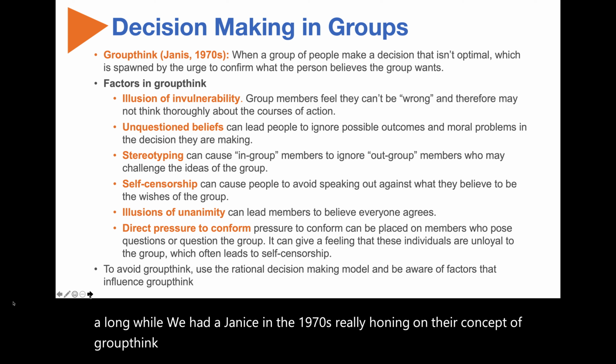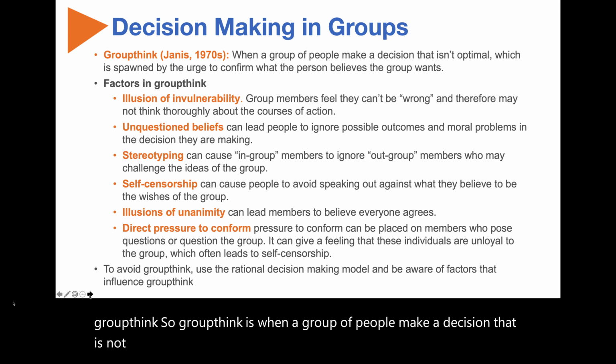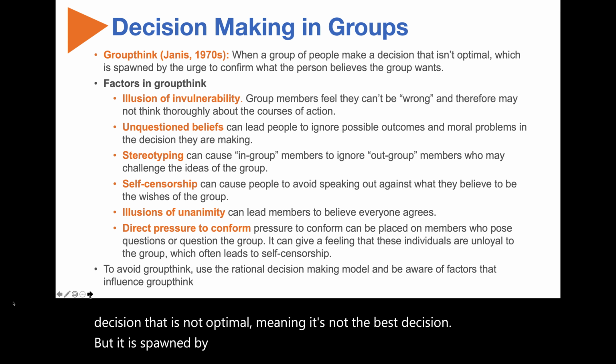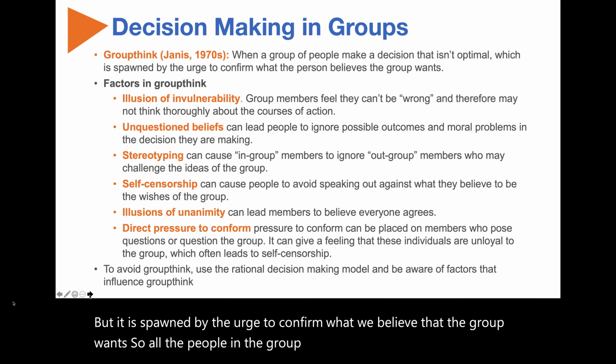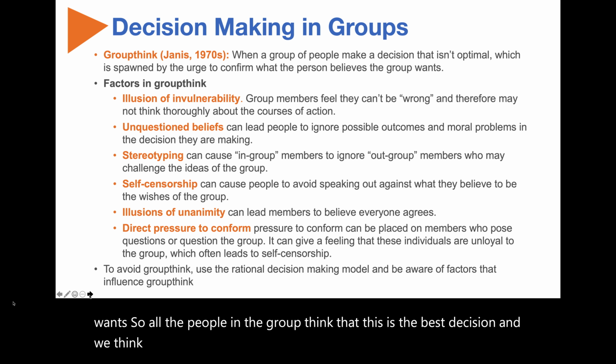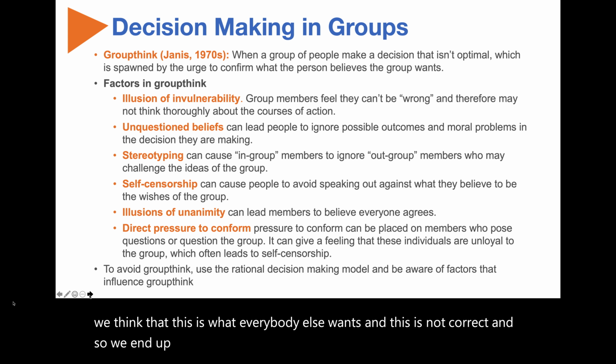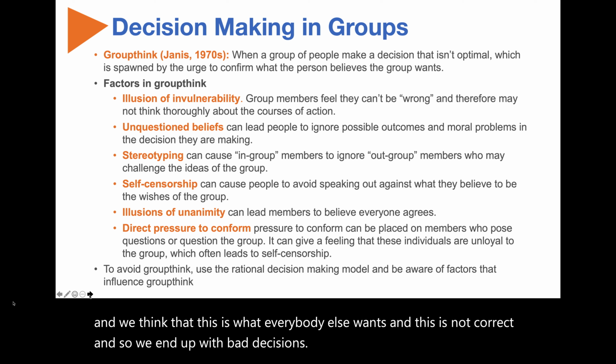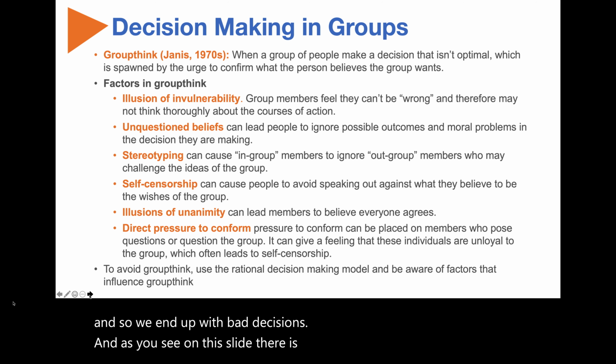Groupthink is when a group of people make a decision that is not optimal, meaning it's not the best decision, but it is spawned by the urge to conform to what we believe the group wants. So all the people in the group think that this is the best decision, and we think that this is what everybody else wants, and this is not correct. And so we end up with bad decisions. And as you see on this slide, there are 6 different factors that influence groupthink.